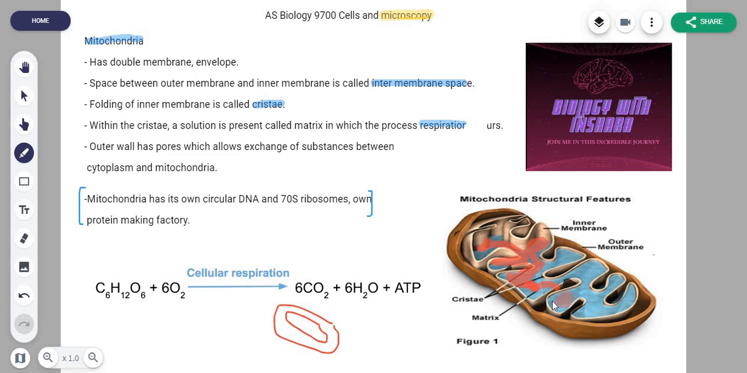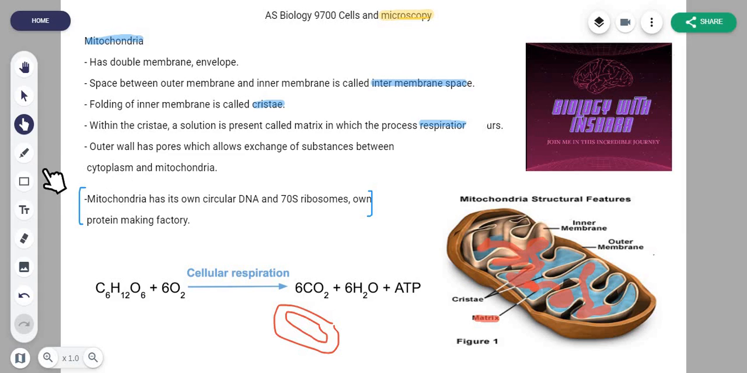Even here, this is the matrix. Even till here, this is the matrix. And yeah, matrix, and I'm highlighting it right here. So basically this is where respiration occurs. But just to remind you, respiration is the process by which glucose is broken down or oxidized by oxygen to produce energy and some other waste products that include carbon dioxide and water.